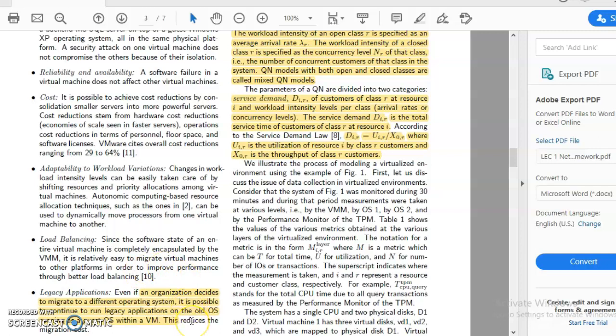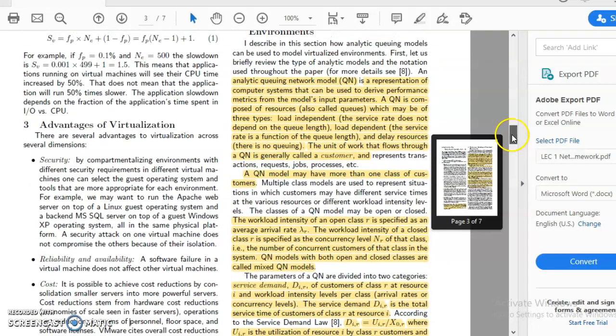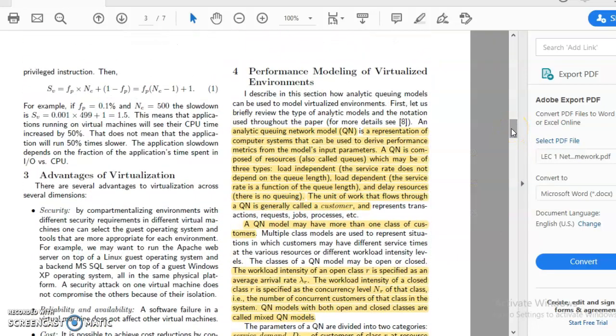Legacy applications. Even if an organization decides to migrate to a different operating system, it is possible to continue to run legacy applications on the OS running on the guest operating system within the virtual machine. The next thing that comes up is: what is performance modeling?